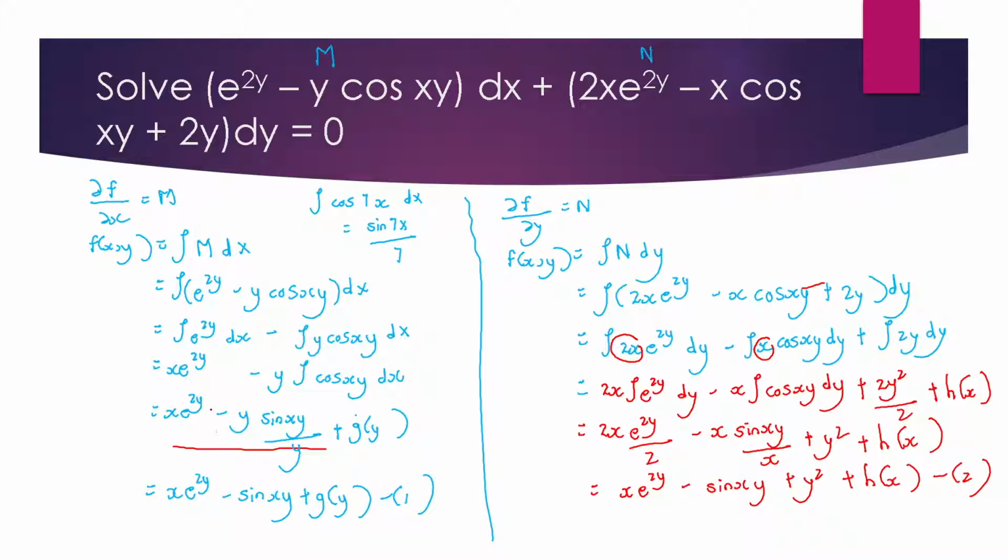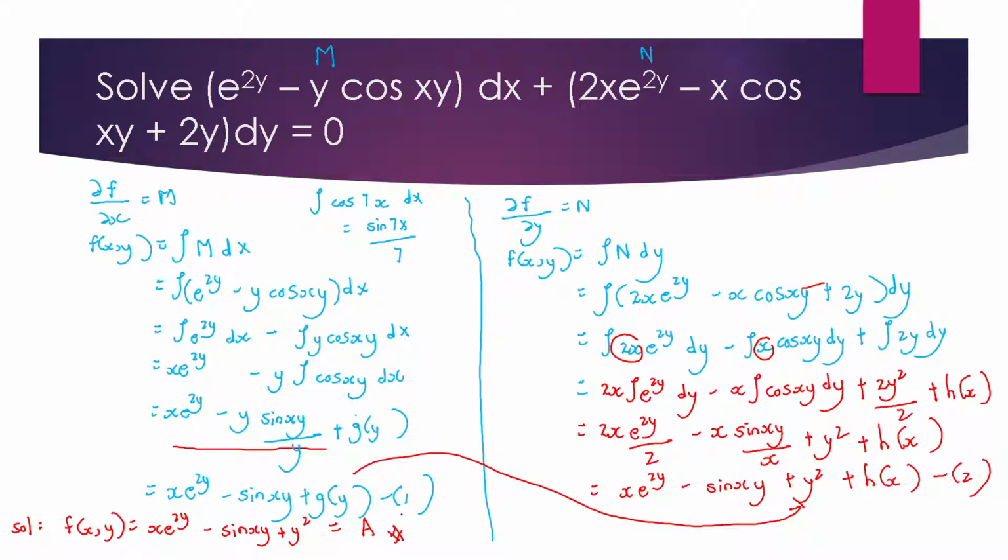And the solution for the exact differential equation is f(x,y) equal to A. So how to obtain your f(x,y)? Easy. We start from equation 1. Take out all the terms from equation 1. You have x e^(2y) minus sin(xy). g(y) is actually a function of y here, so plus y squared equal to A.